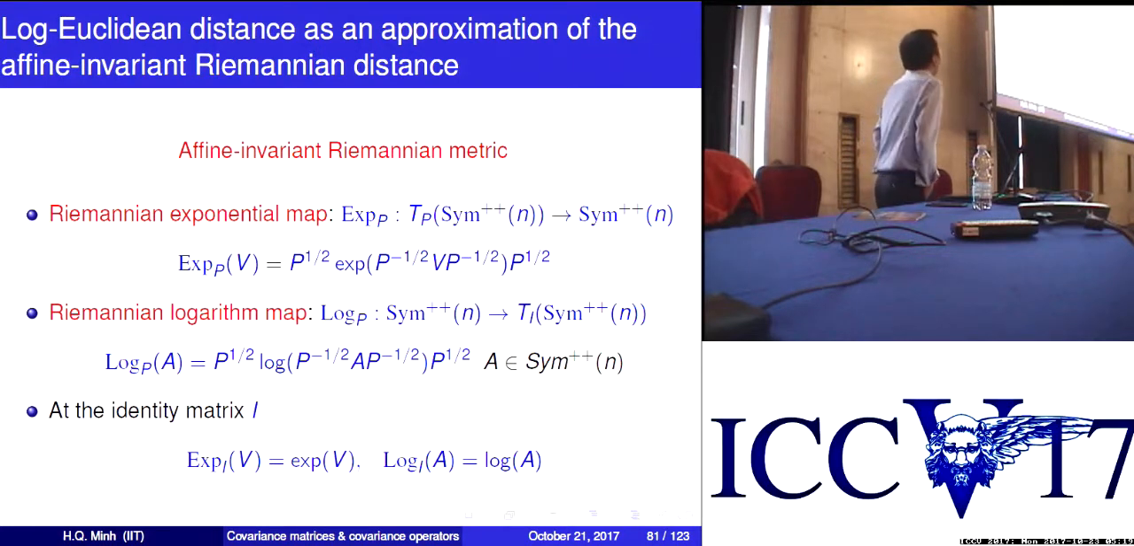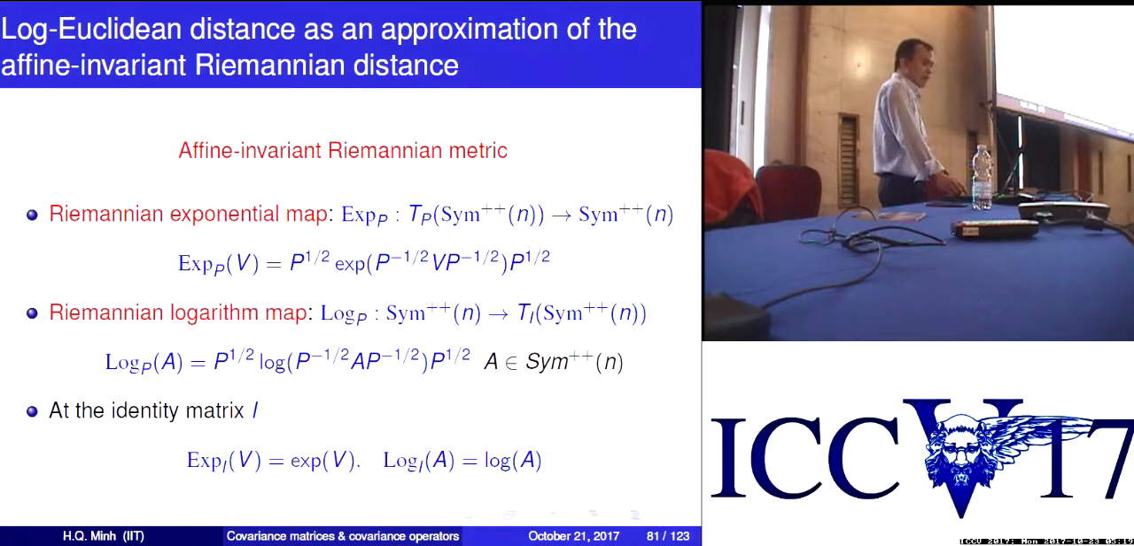It has the following form. It maps a tangent space, which is the space of symmetric matrices, to SPD matrices, and it has an inverse, log P, that basically flattens the manifold. It maps Sym+(n) to the tangent space. I'm sorry, it's a T_P here, not T_I. So these are very complicated formulas, but at the identity matrix I, the exponential map at I of V is just equal to the matrix exponential of V, and the logarithm map at the identity matrix I is just equal to log A. So it actually becomes very simple at the identity matrix.